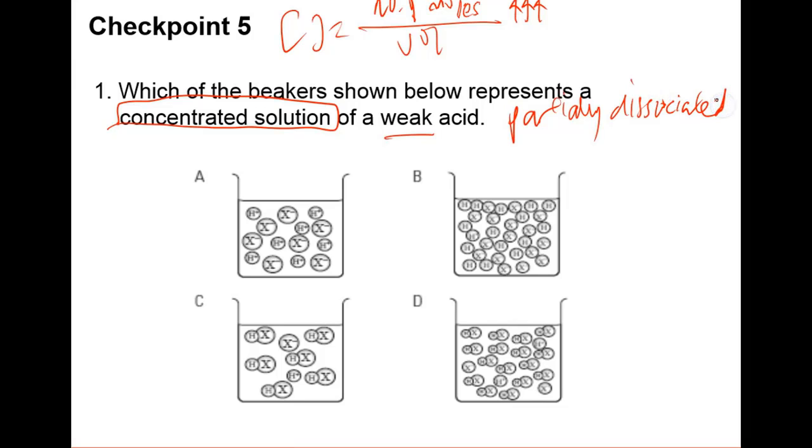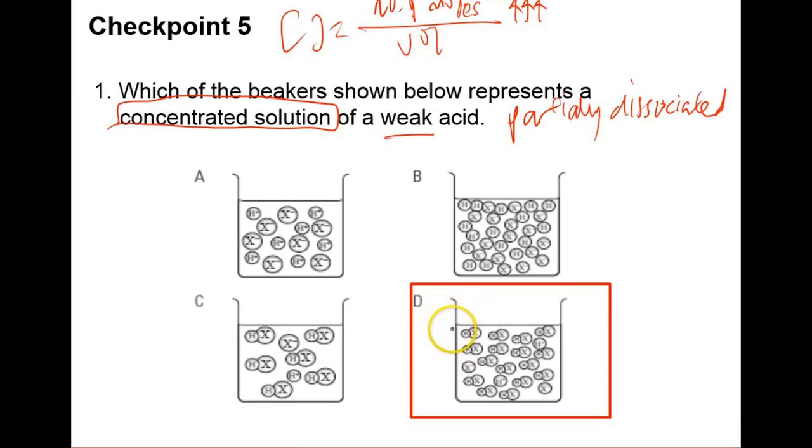So if we take a look around here, we have a clustering of ions in B and D, but we observe that in B, most of it exists as H+ and X-, versus D, most of it exists as HX. So we can conclude that D is the answer because D has the most number of particles per unit volume and most of it is not dissociated. There is only a couple of ions, if you notice here, X- and H+.